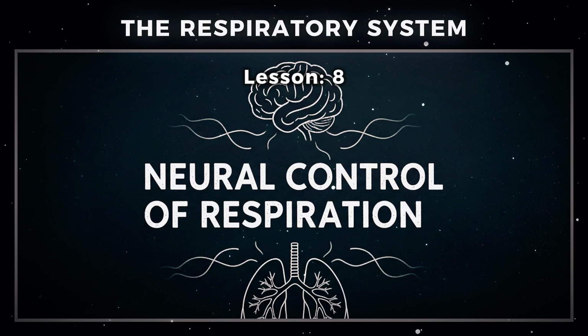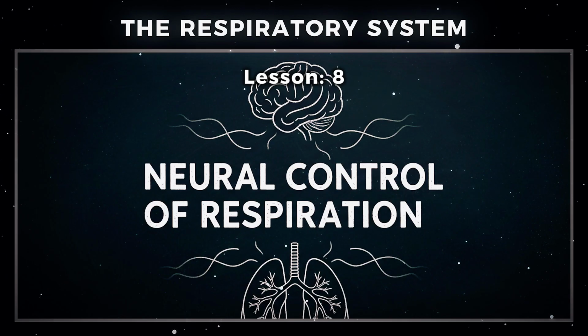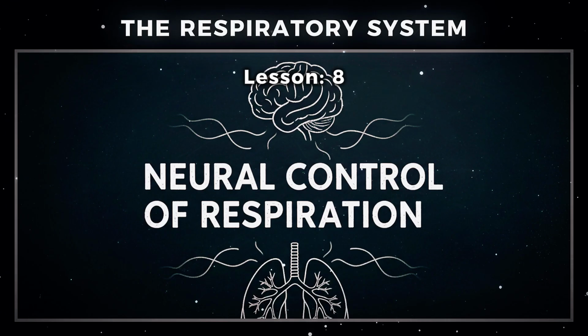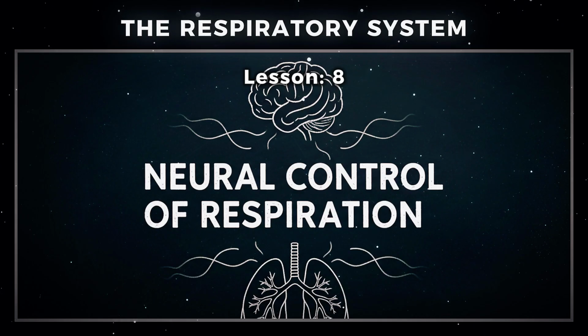Furthermore, we must consider the role of the hypothalamus and the limbic system. Have you ever noticed how your breathing hitches when you are startled, or how it becomes rapid and shallow when you are anxious? Your emotional state has a direct hotline to your respiratory centers. The hypothalamus can bypass the normal rhythm to prepare you for fight or flight, increasing your ventilation before your CO2 levels even have a chance to change.